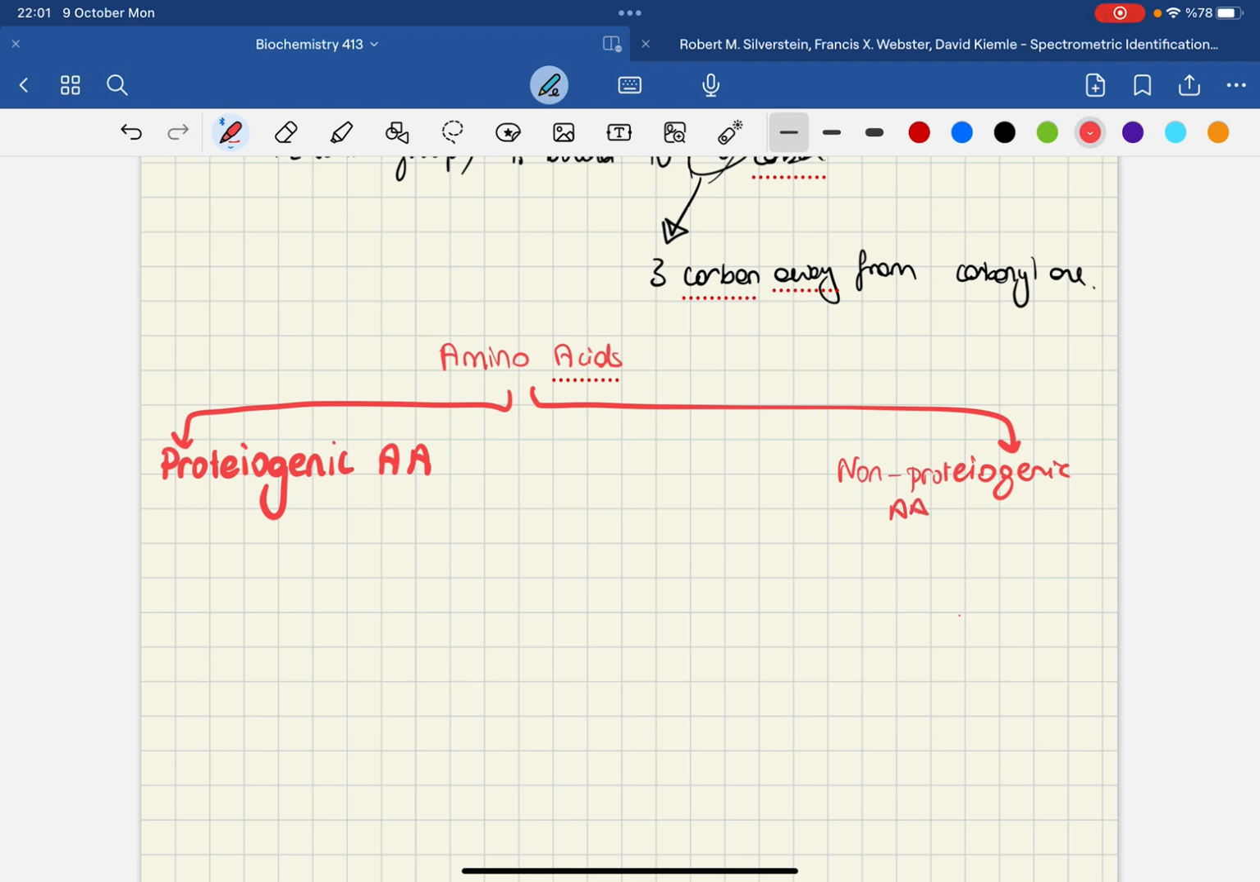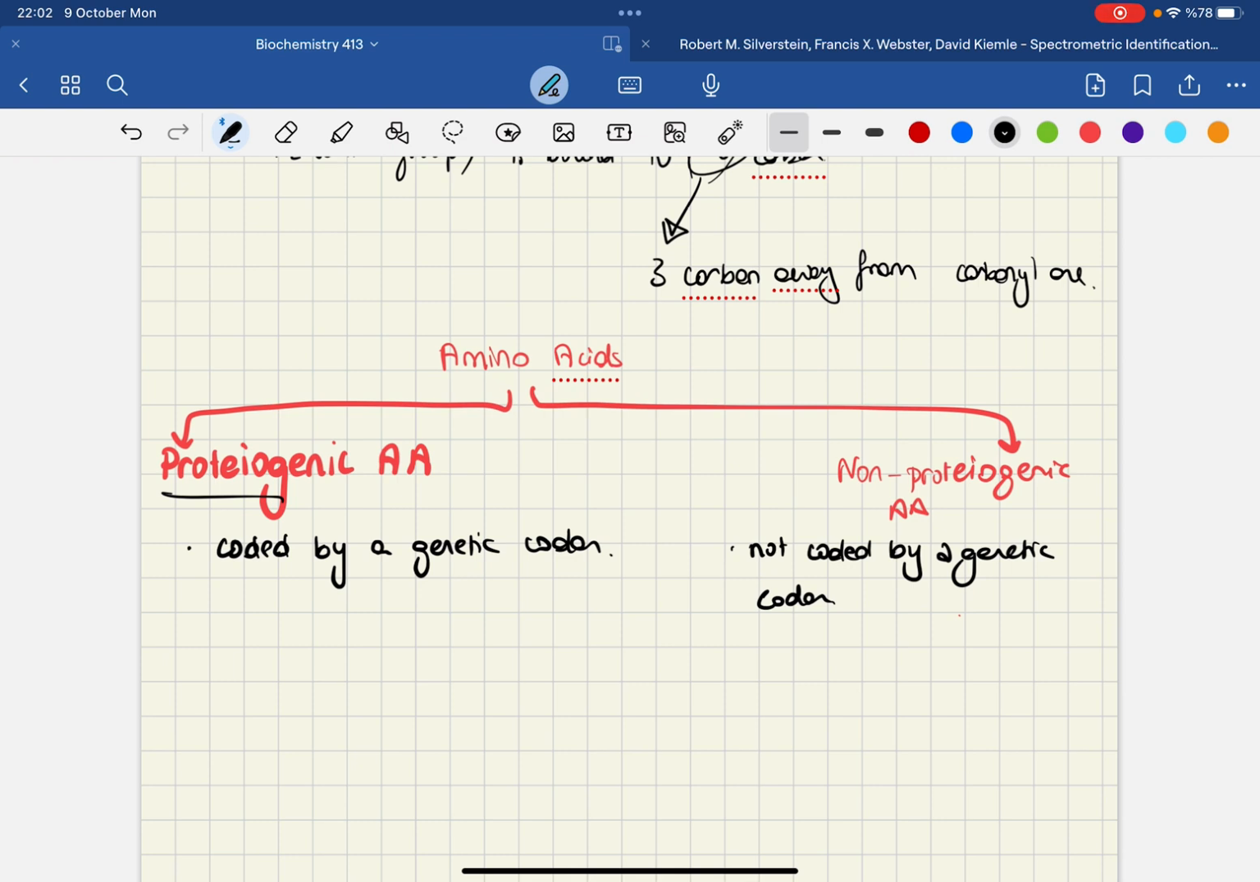Alright, so what's the difference? The proteogenic amino acids are actually coded by a genetic codon, and it is used to code a protein as it is seen in the name. It's incorporated into proteins. Nevertheless, this one is not coded by a genetic codon, and it's not incorporated into proteins.